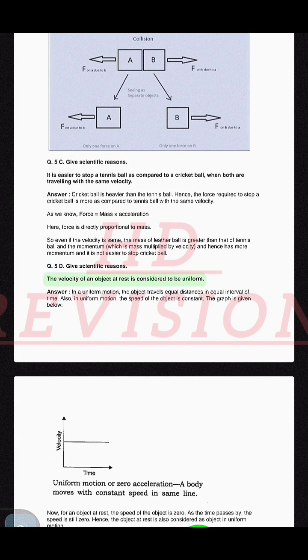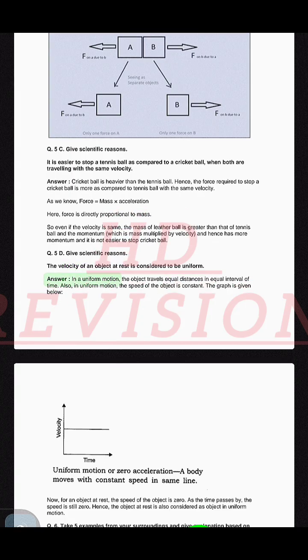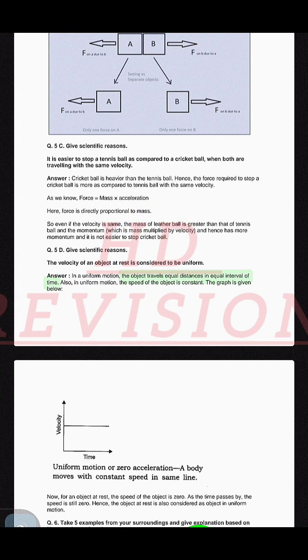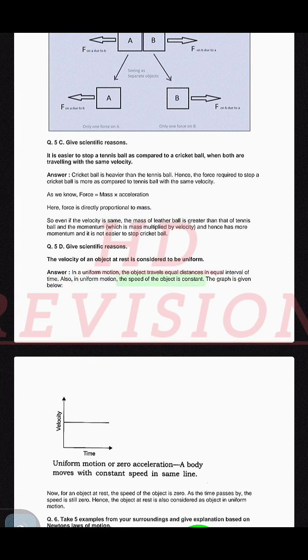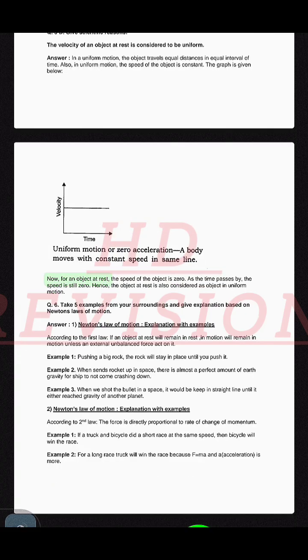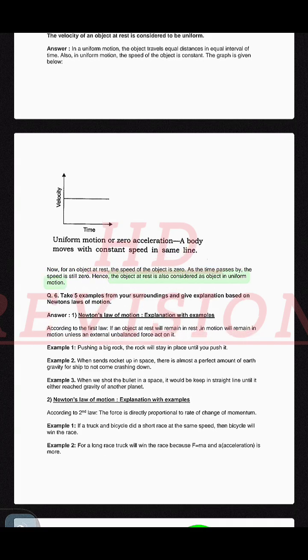Q5d. Give scientific reasons. The velocity of an object at rest is considered to be uniform. Answer: In a uniform motion, the object travels equal distances in equal intervals of time. Also, in uniform motion, the speed of the object is constant. The graph is given below. Now, for an object at rest, the speed of the object is 0. As time passes by, the speed is still 0. Hence, the object at rest is also considered as an object in uniform motion.